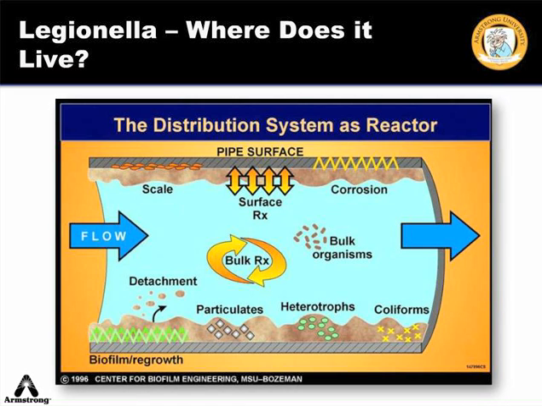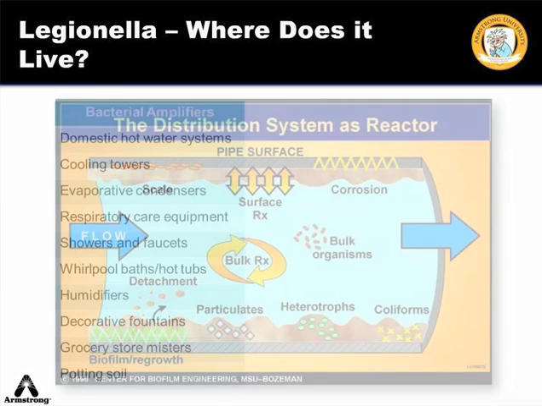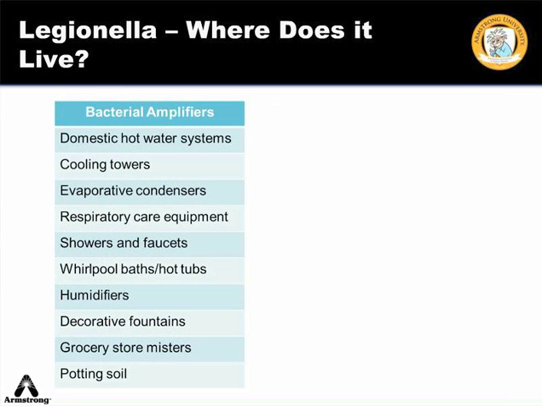Where does the Legionella bacteria live? It will multiply the fastest in warm water within bacterial amplifiers where there is no movement of water or a stratification of temperatures in the water, such as within the biofilm of plumbing systems. Typical bacterial amplifiers include the following and are listed in order from the most potential to the least.